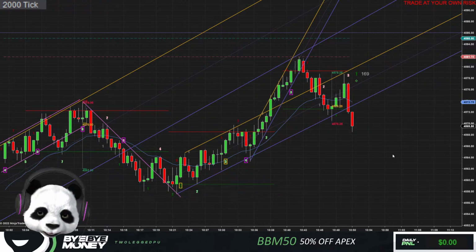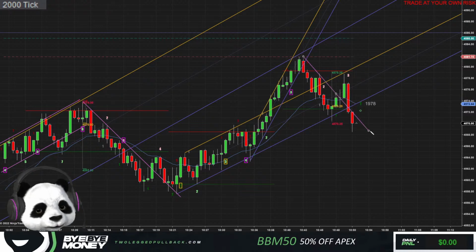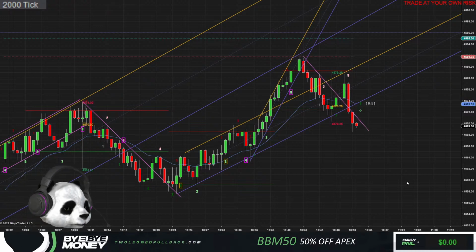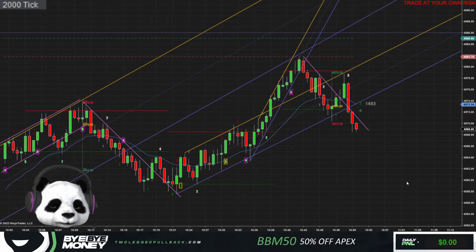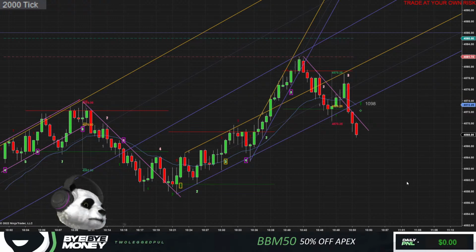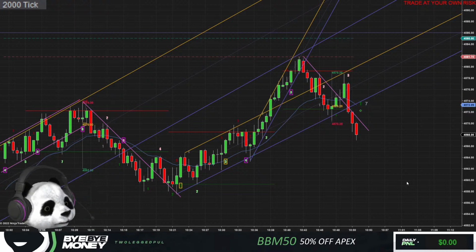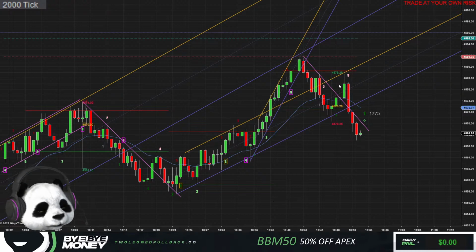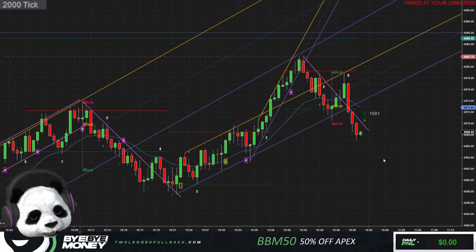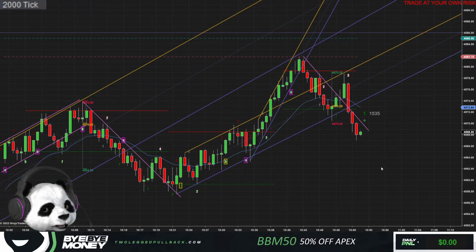Right, now we got a break of a trend to a new low here. Break of a trend to a new low. The new low typically has 2 legs down, so we'll see if we get another leg down here.